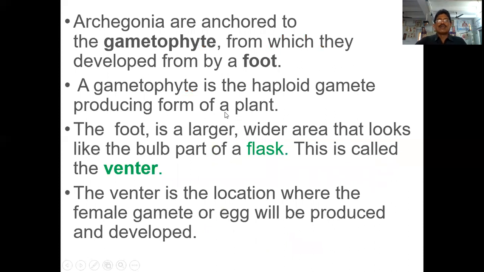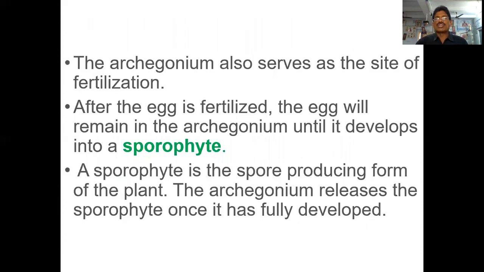The archegonia are anchored to the gametophyte, from which they develop, by a foot. A gametophyte is the haploid gamete-producing phase of the plant. The foot is a large, wider area. It looks like a bulb or pot-like structure known as a flask. So it is known as the venter. The venter is the location where the female gametes or eggs will be produced and develop. The archegonium also serves as the site of fertilization.